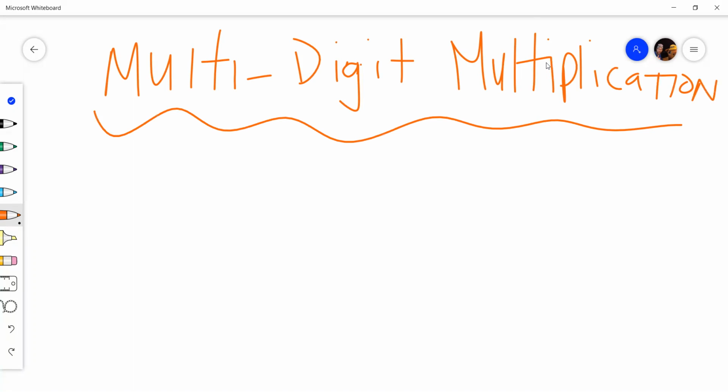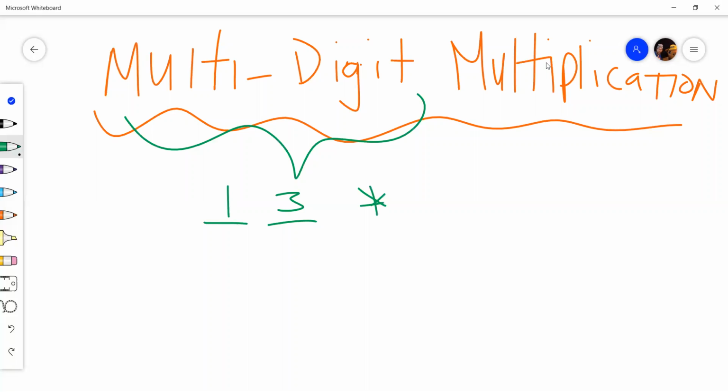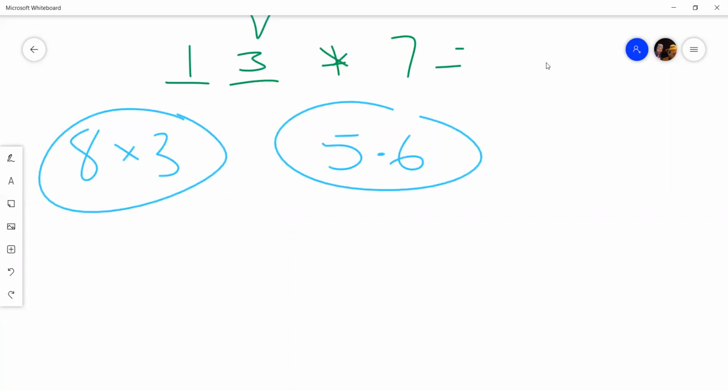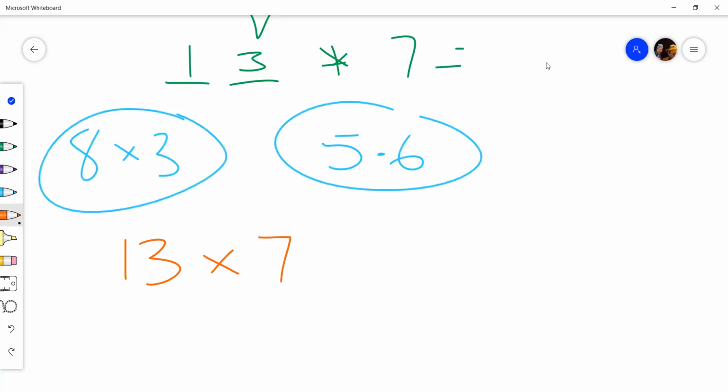So what we're talking about today is multi-digit, meaning more than one digit. In this case, we're going to be doing two-digit numbers, like maybe 13 times a one-digit number, like 7. Up until now, we've been working on 8 times 3 or 5 times 6 and so on. These are single digit numbers. Now today, we're going to dive into multi-digit, meaning a two-digit number times a one-digit number.